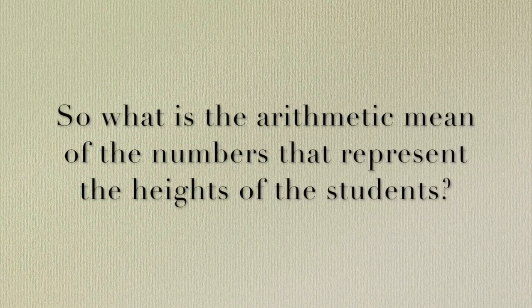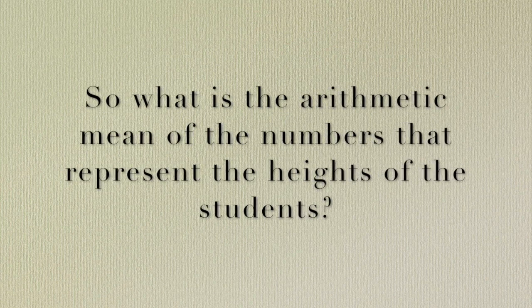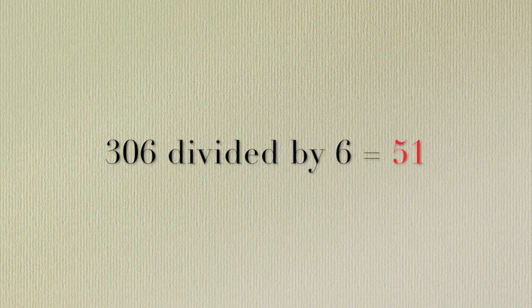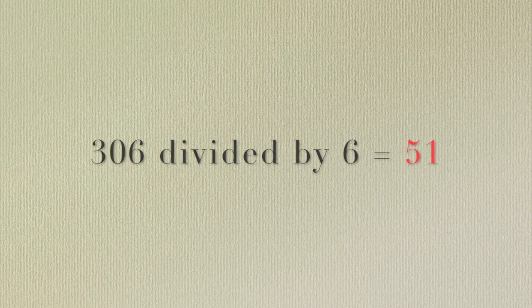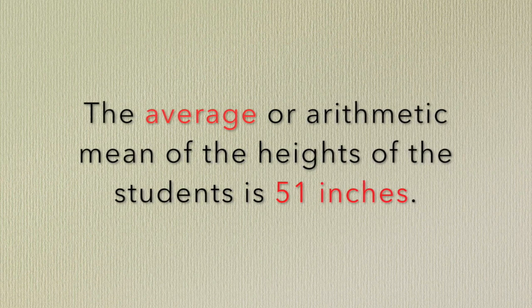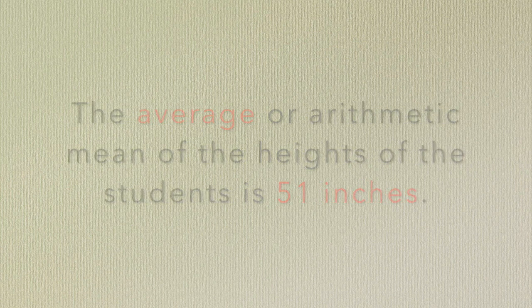Okay, so what is the arithmetic mean of the numbers that represent the heights of the students? Well, we can first add them up. 50 plus 53 plus 54 plus 54 plus 49 plus 46 equals 306. So that's the sum of the numbers. The number of numbers is 6. Then 306 divided by 6 equals 51. That means that the average or arithmetic mean of the heights of the students is 51 inches.